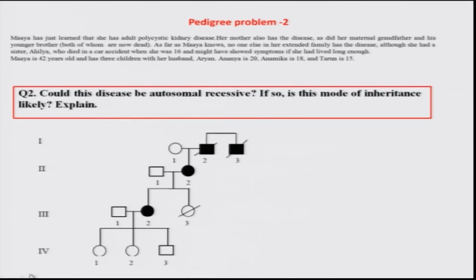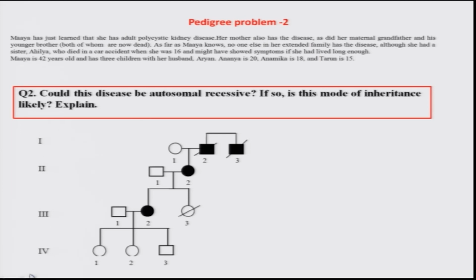Second question, and I have shown the pedigree for reference to answer the questions which would be coming ahead. The second question is, could this disease be autosomal recessive? If so, is this mode of inheritance likely? Explain. Looking into the pedigree, almost all the generations have the disease. So, it does not seem that this is an autosomal recessive disorder. It seems that it is autosomal dominant.